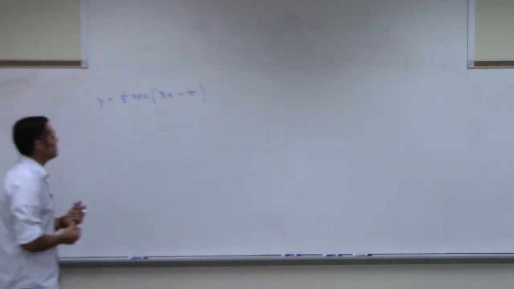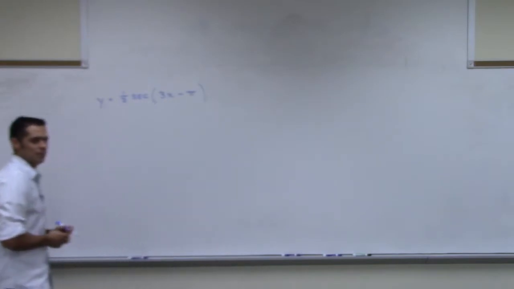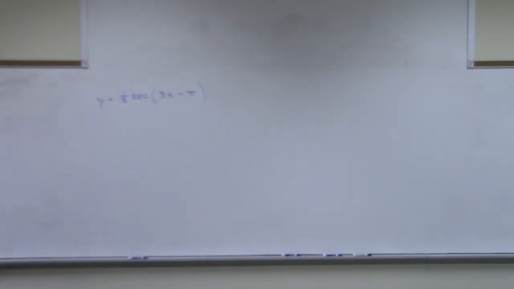I'm going to ask you to graph something. I'm not sure if I'll put a phase shift in. Let's see how you do with this. Okay, what am I going to do? Set the argument equal to 0 and 2 pi. 0 and 2 pi. Why?